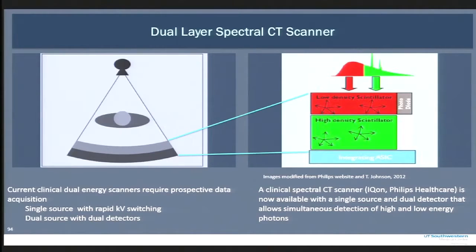So this is the dual layer spectral CT scanner. There's a single source, and there's a detector with two layers. One layer detects low energy photons, and another layer detects high energy photons simultaneously. So through a single exam, you're able to collect all the information you need to generate spectral data sets. This also can be done retrospectively if you don't want to look at spectral data for every patient. Other technology right now either uses a single source with dual rapid kV switching, or it's actually two CT scanners with two energy sources and two detectors.